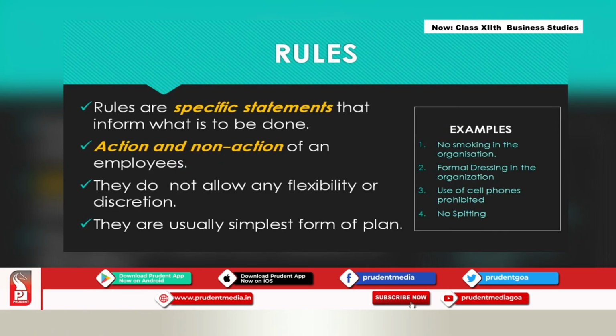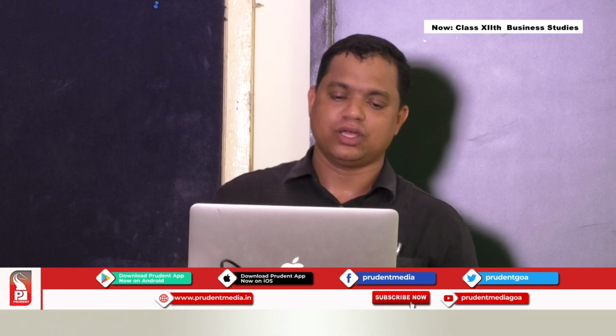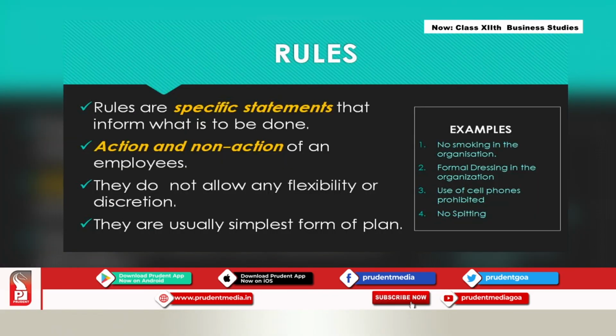The next plan is rules. Rules are specific statements that inform what is to be done in the business organization. Actions and non-actions of an employee are called rules. They do not allow any flexibility or discretion. We have to follow the rules in the business organization as they are. They are usually the simplest form of a plan. Examples: no smoking in the organization, formal dressing in the organization, use of cell phones prohibited, no spitting, etc.